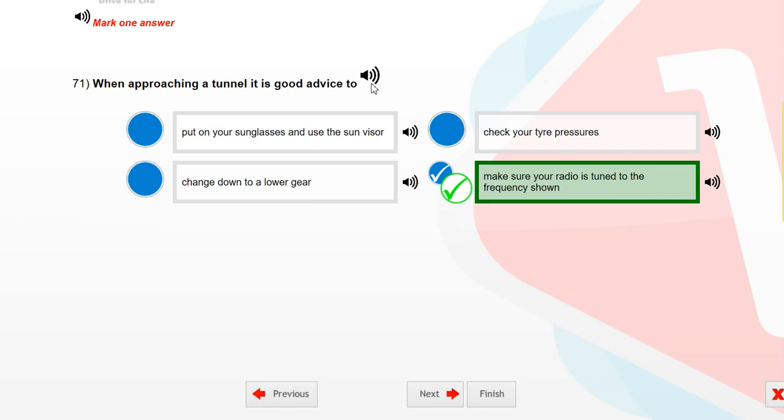When approaching a tunnel, it is good advice to make sure your radio is tuned to the frequency shown. قبل عبور نفق من الأفضل تحويل المذياع إلى التردد الظاهر أمامك.